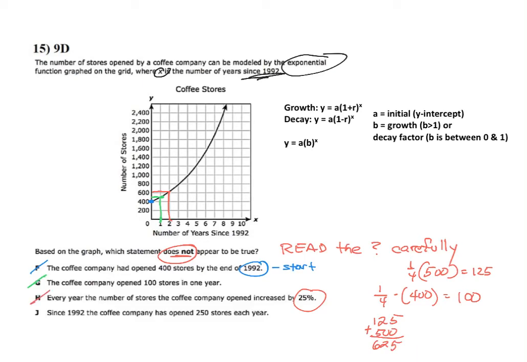Okay? And since 1992, the coffee company has opened 250 stores each year. That's wrong because that means it's linear. When it increases by a constant rate like that, that's a constant rate. That means it's linear. So that's the answer. J. That's the one that's not true.